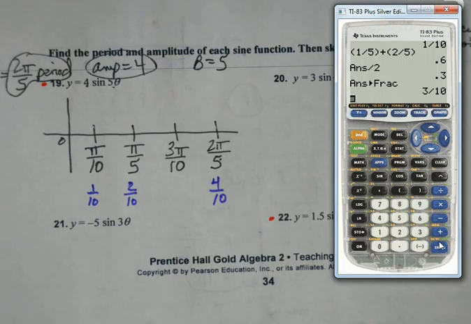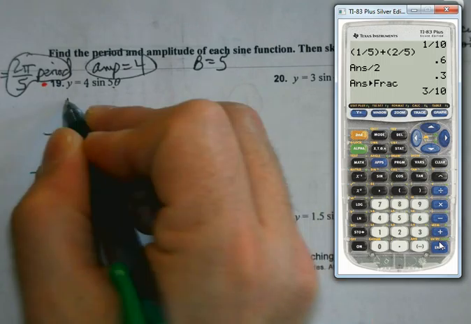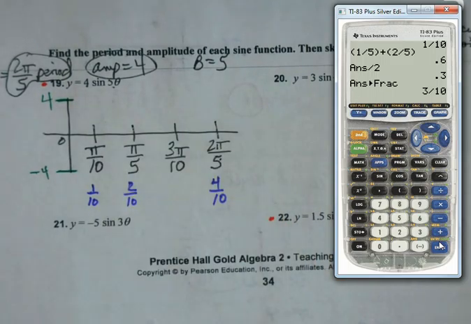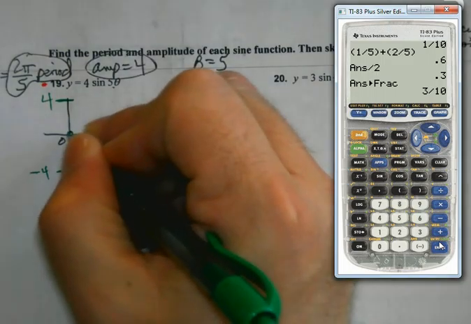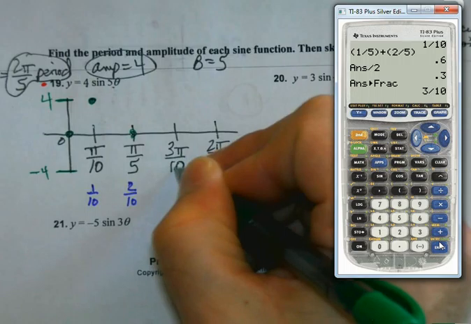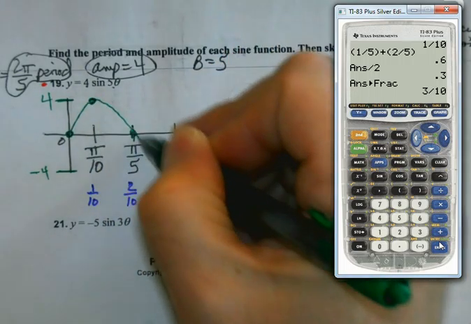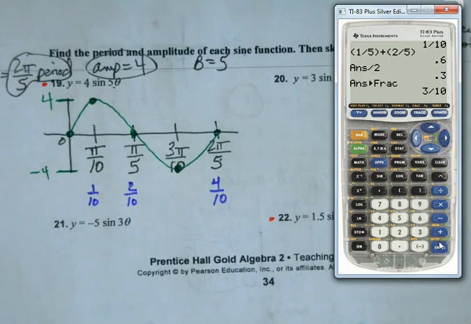So once I have that, and I know my amplitude is 4, now I just do my thing. It's a positive a value, so we're going to open up. So up to the max, 0, down to the min, 0. And I expand that out and I work it.